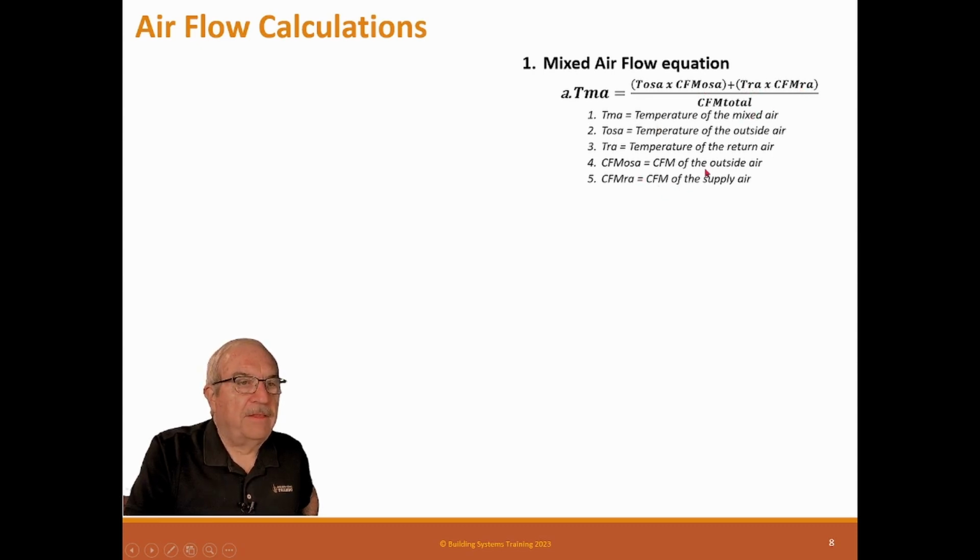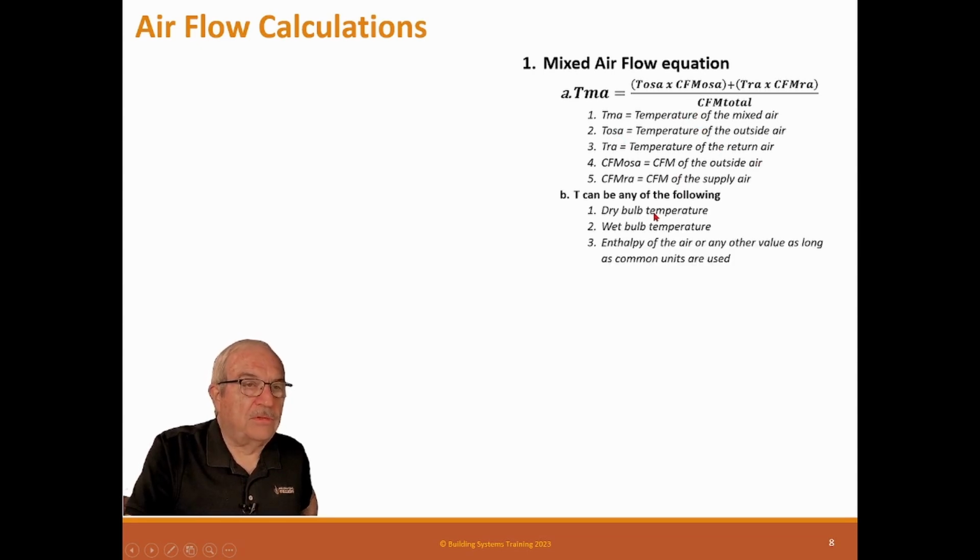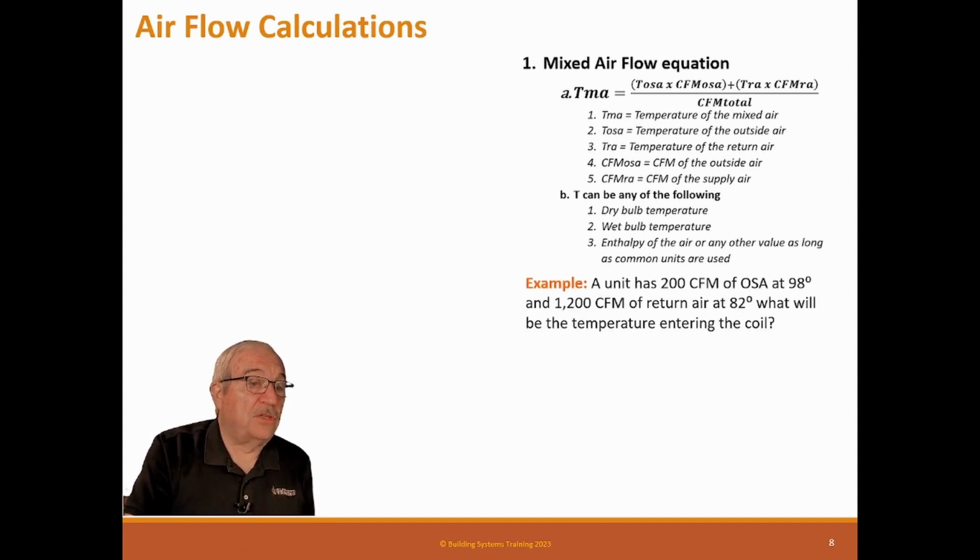Now, the truth is, this formula works for anything. This is really just a ratio formula. It can be dry bulb, wet bulb, CO2 concentration, enthalpy. It can be anything you want it to be because it's just a ratio. So we use it a lot here for a mixed air equation, which is the main one we do. When we start talking psychrometrics, we'll use this a lot, trying to figure out where our starting points are.